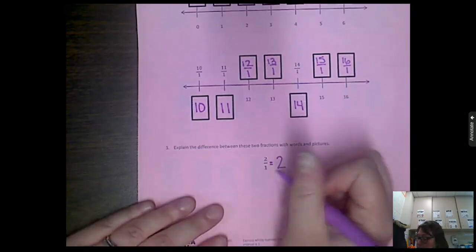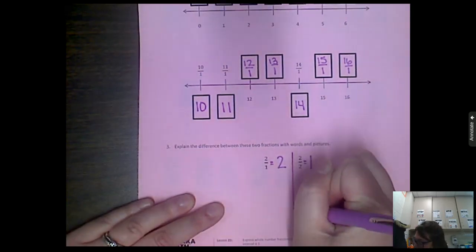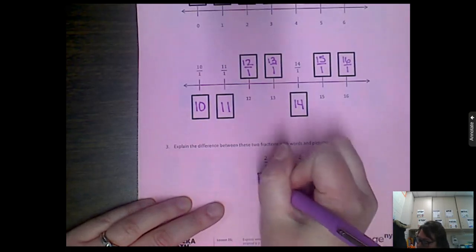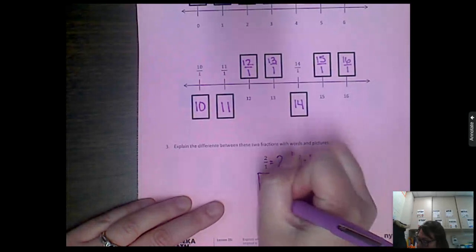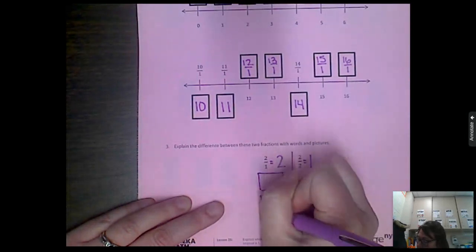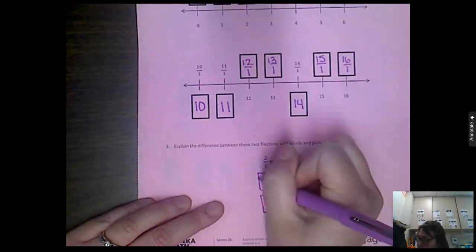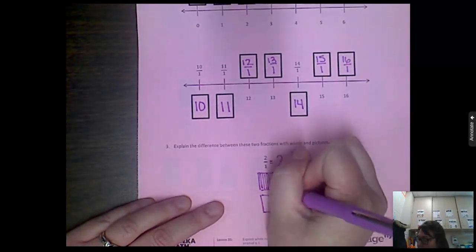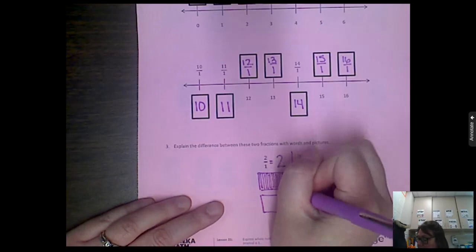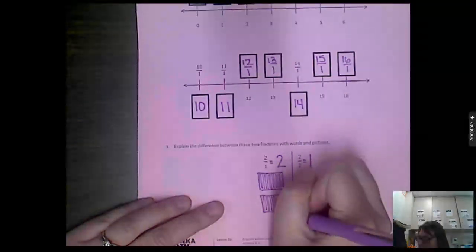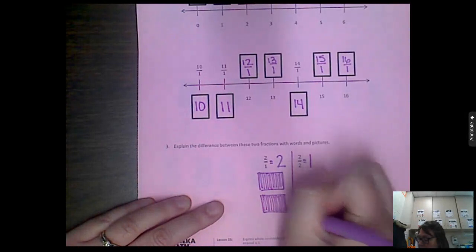So let's draw that. I'm going to split this a little bit. So this will be 2 wholes right here. I'm going to draw 2 wholes, and I'm going to shade them both in, right? Because that's what that means. If there's 2 wholes, they're both completely shaded in. Okay.